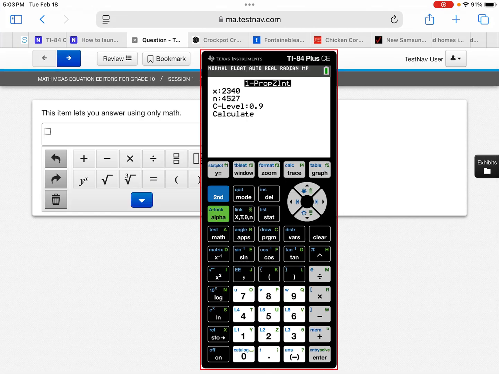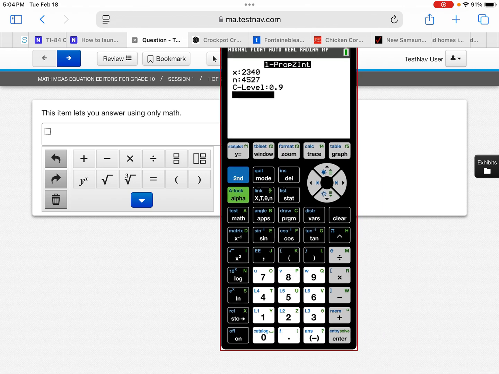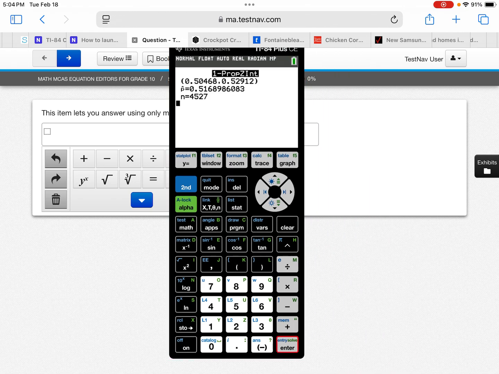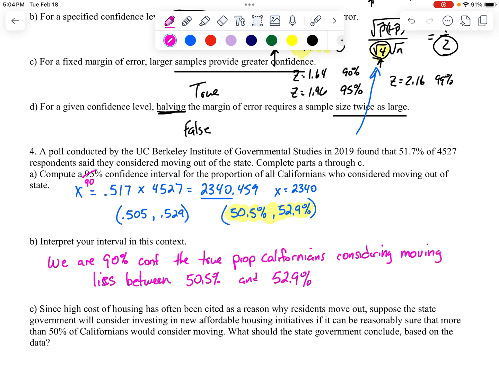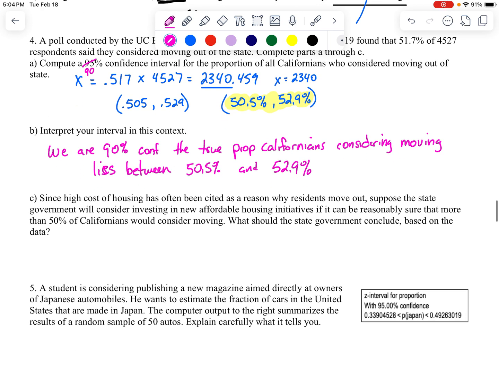Okay, we'll flip back and look at this calculator for a second. 2340, I had a population of 4527. Oopsies, why did I do that? And we'll calculate that. Nah, that came out right. Sorry, that seems weird. Anyway, there we go.